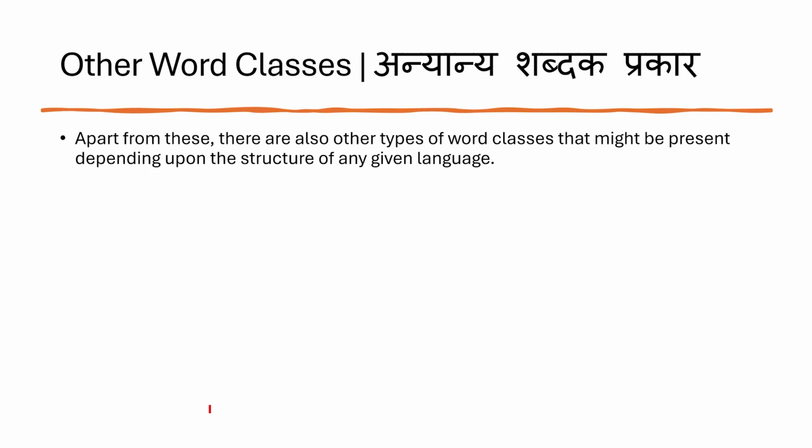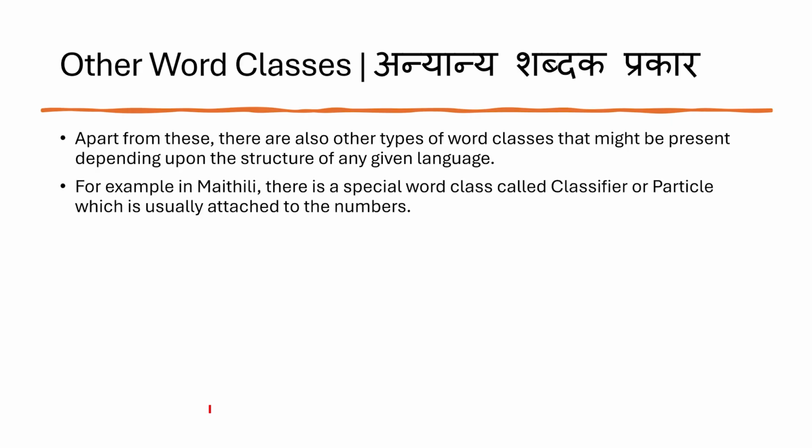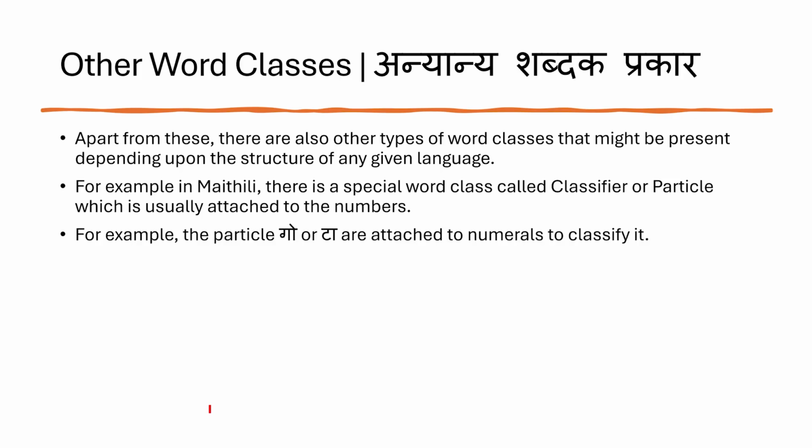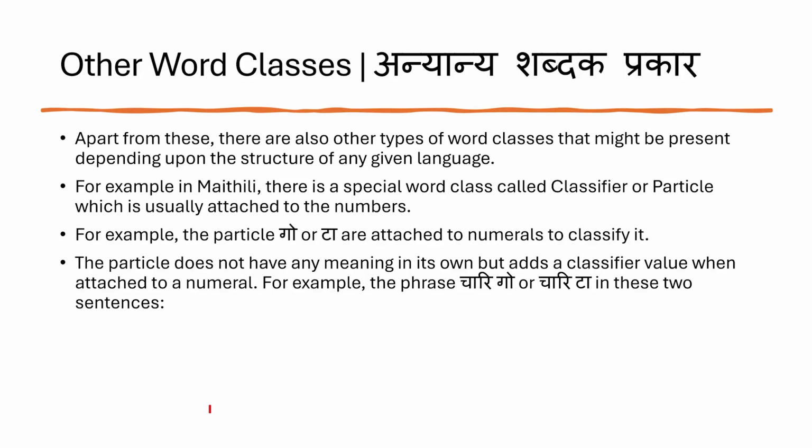Apart from these, there are also other types of word classes that might be present depending upon the structure of any given language. For example, in Maithili, there is a special word class called classifier or particle, which is usually attached to numbers. For example, the particle go or ta are attached to numerals to classify them. The particle does not have any meaning on its own, but adds a classifier value when attached to a numeral. For example, the phrase chai go or chai ta.